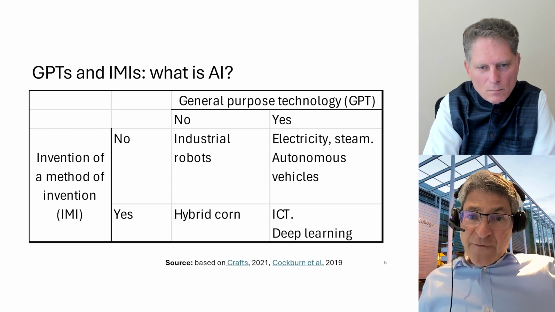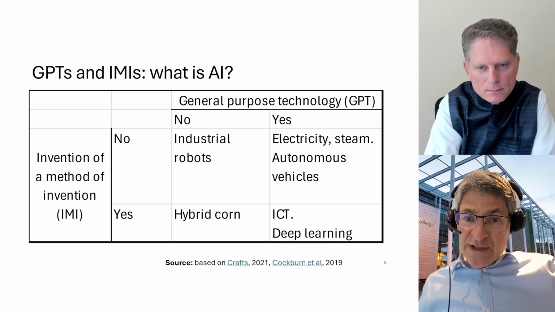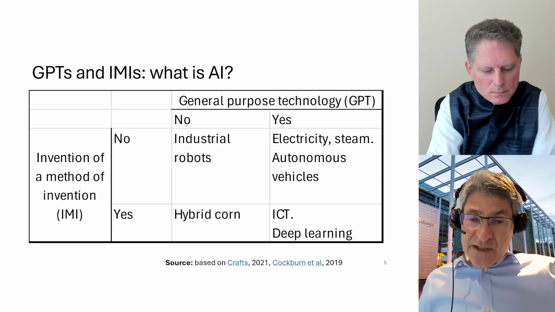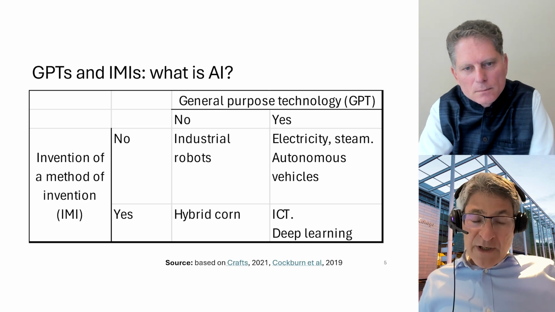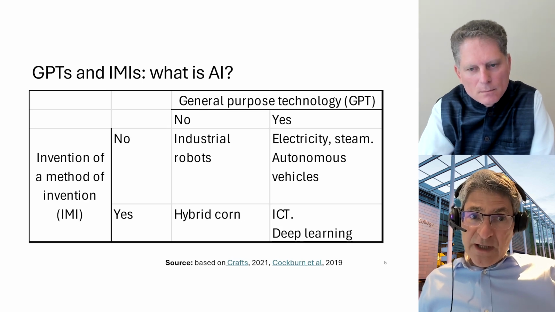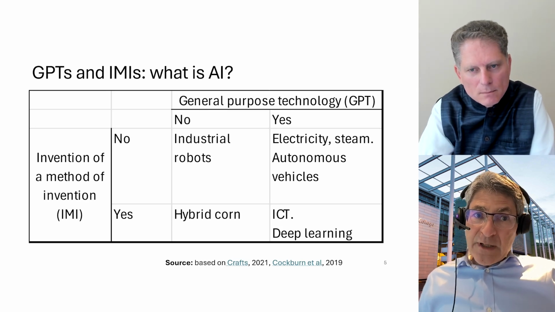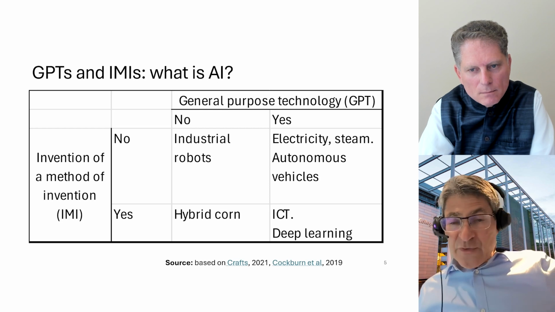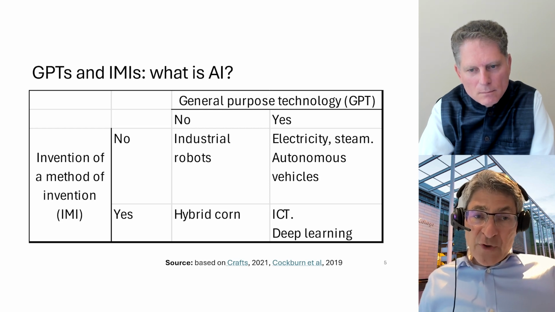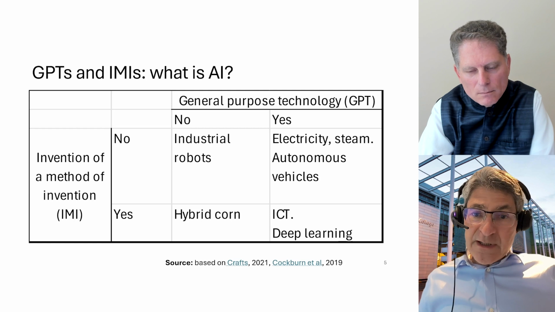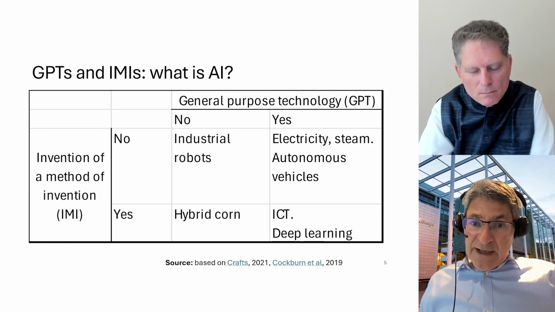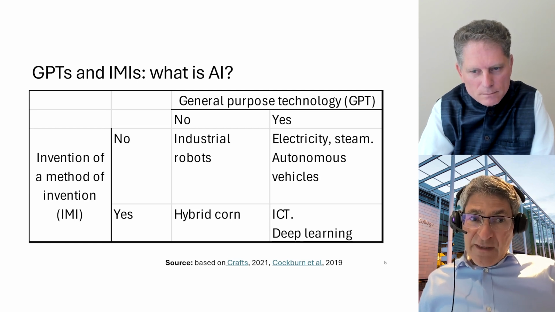Whereas on the bottom left, the hybrid corn example, which I just mentioned, is an invention in the method of invention, but it's not so general purpose. So on the far right then, and Markus, this speaks, I hope, to your question, what would be an example of a general purpose technology which is also an invention in the method of invention? I've got two, ICT and deep learning. Deep learning is, of course, behind AI, so in some sense, that is exactly that.